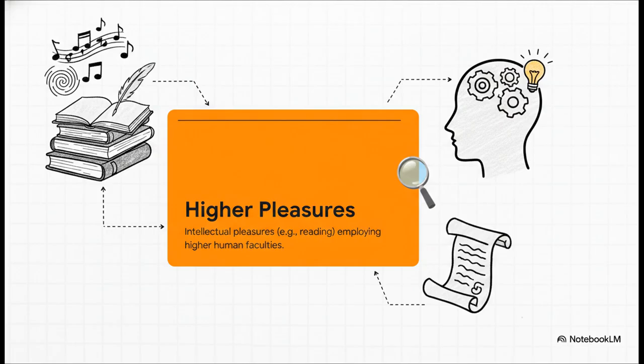When we engage our higher faculties through things like reading brilliant literature, writing poetry, or getting lost in complex music, we are achieving a totally superior type of happiness. For Mill, this isn't just about tallying up points of pleasure, it's about the fulfillment of higher human ideals.